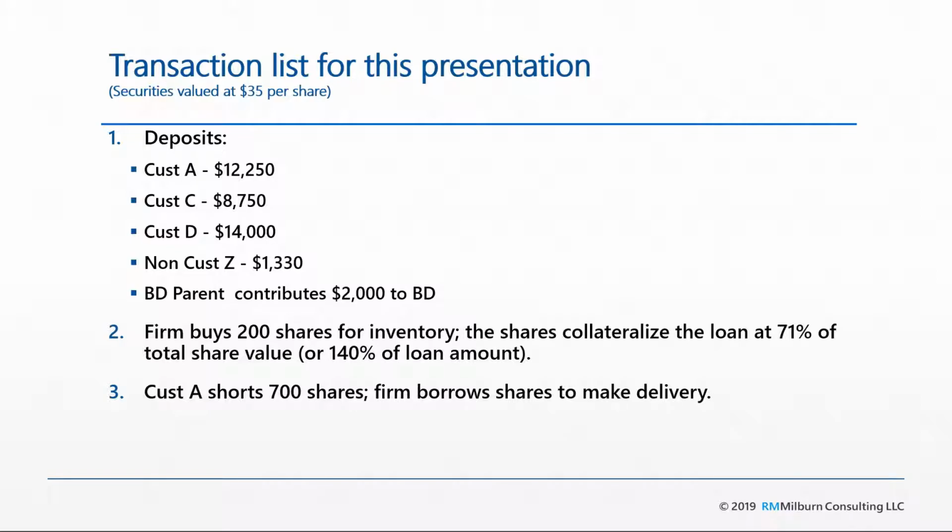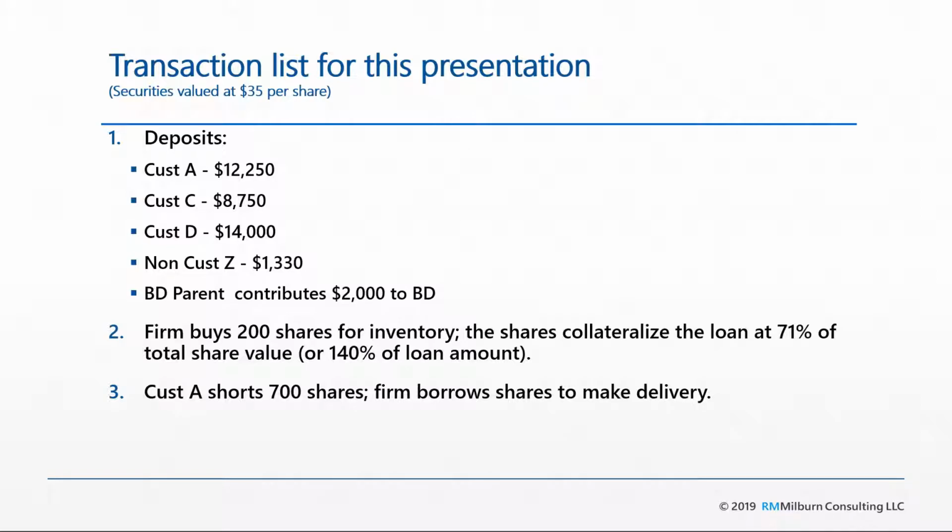So for the first transaction, it's actually made up of deposits from various different customers and other entities. Customer A, who is going to short securities, is going to deposit $12,250. C is buying securities. D is also going to buy securities and buy on margin. We have a non-customer Z, he's buying securities. And the BD parent is going to contribute $2,000 to the BD itself.